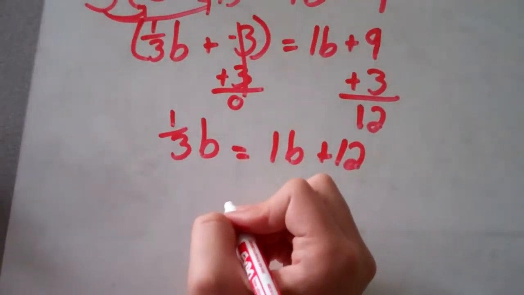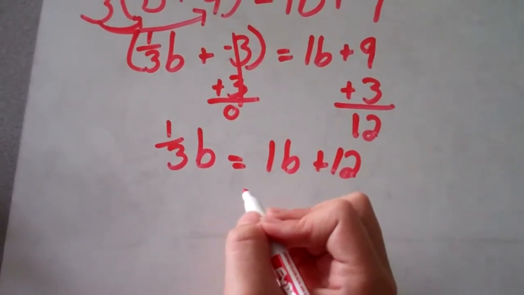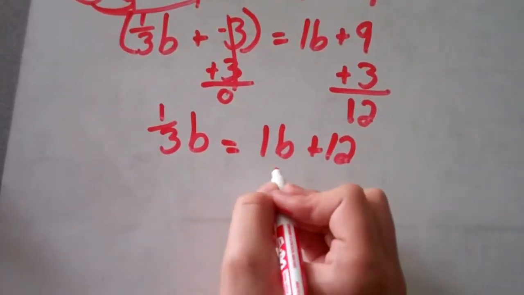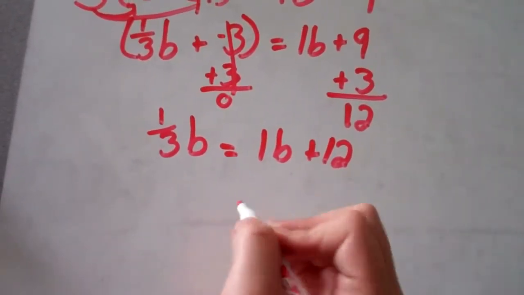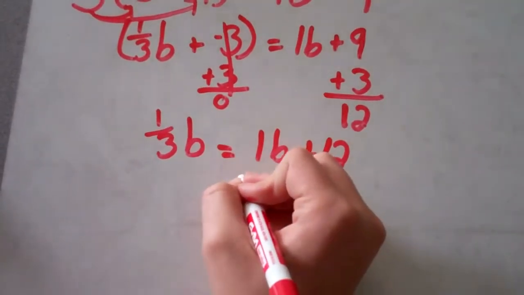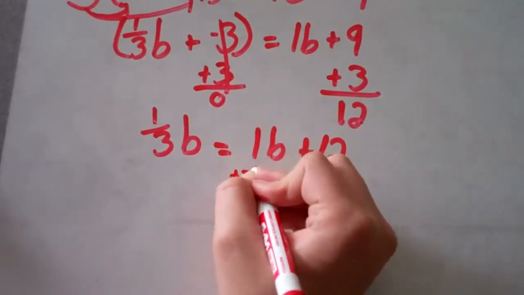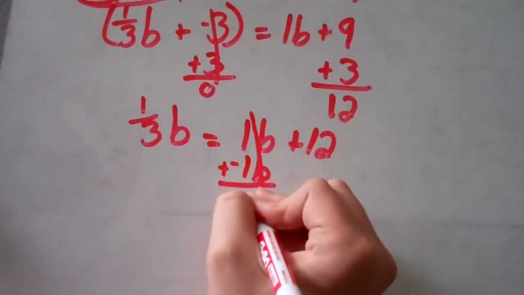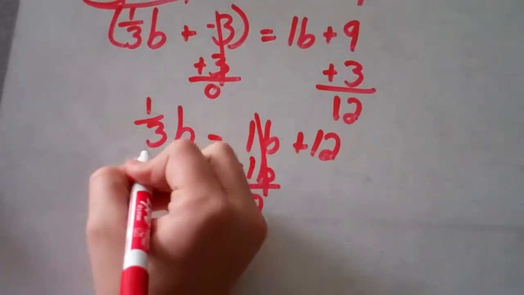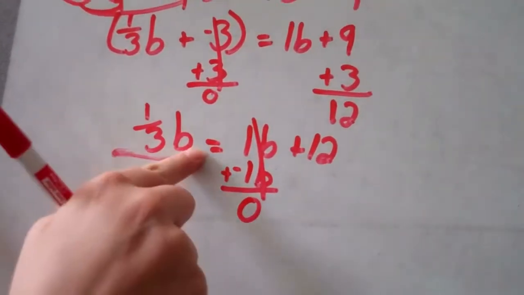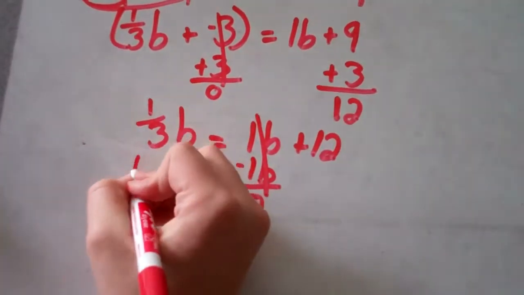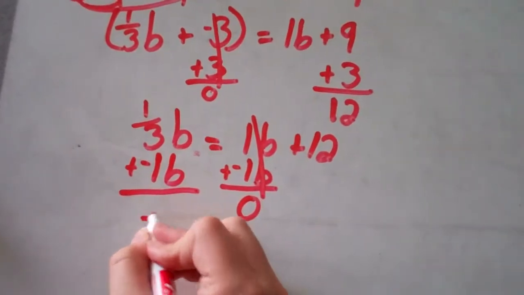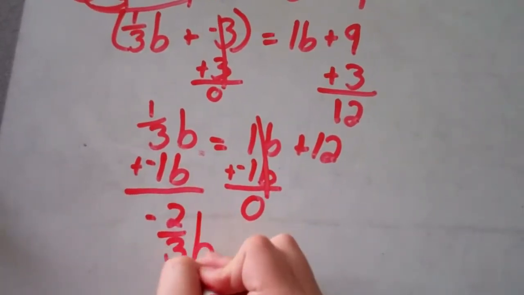Our problem is now 1/3 b equals 1b plus 12. We're going to repeat the same steps but with the different numbers. So going to add negative 1b to cancel out 1b. And we're going to do the same thing to both sides. And that is negative 2/3 b.